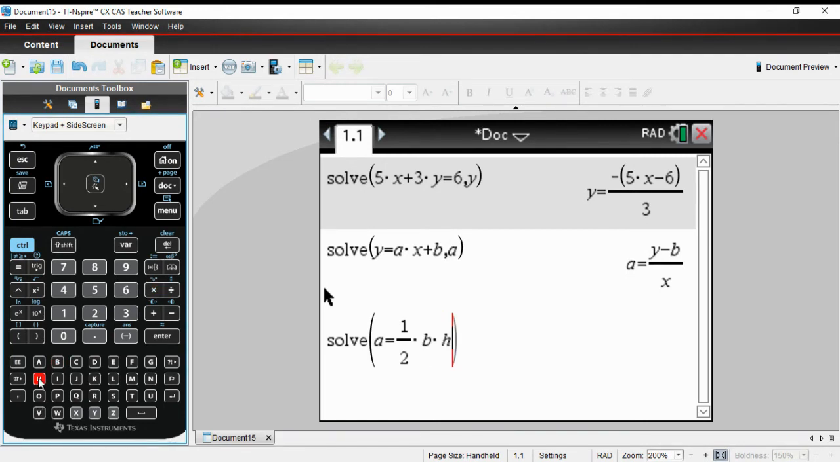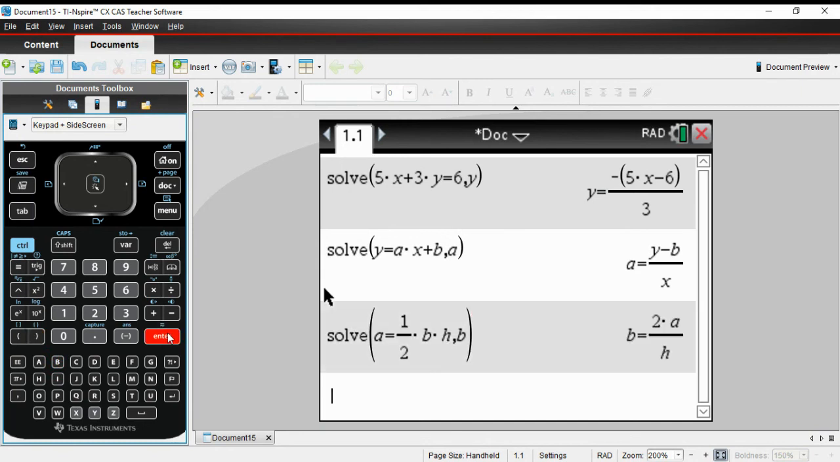times our base times our height. Now at the moment we've got the formula in terms of the area. But what if I knew the area and I knew the height? What if I wanted to find the size of the base? I would put a comma, then put my b value. So that's the one that I want the equation to be in terms of. Close it and hit enter. So b equals 2a on h.